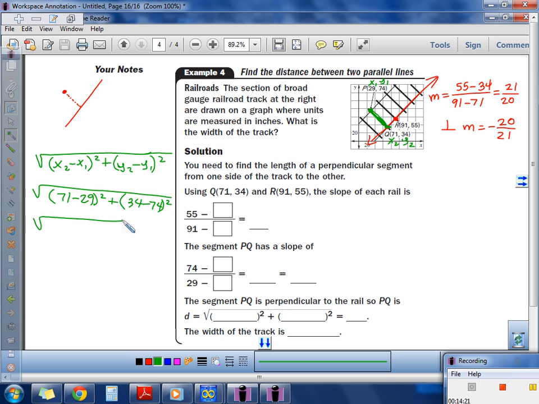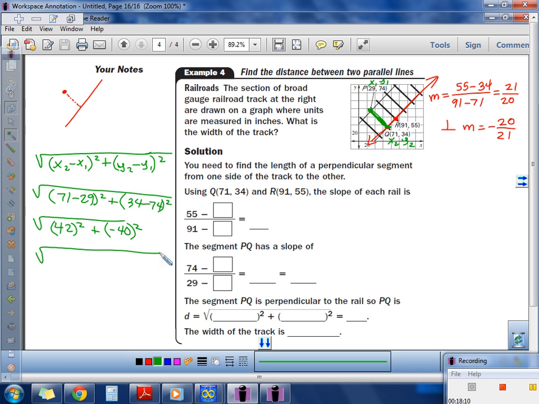71 minus 29. Type that in real quick. So we get 42, and that's going to be squared, plus 34 minus 74 is negative 40. Square that. Now notice, I have the negative inside the parentheses, and then I'm squaring the whole term. Anytime you square a term, it's going to come out to be positive. You got to make sure of that.